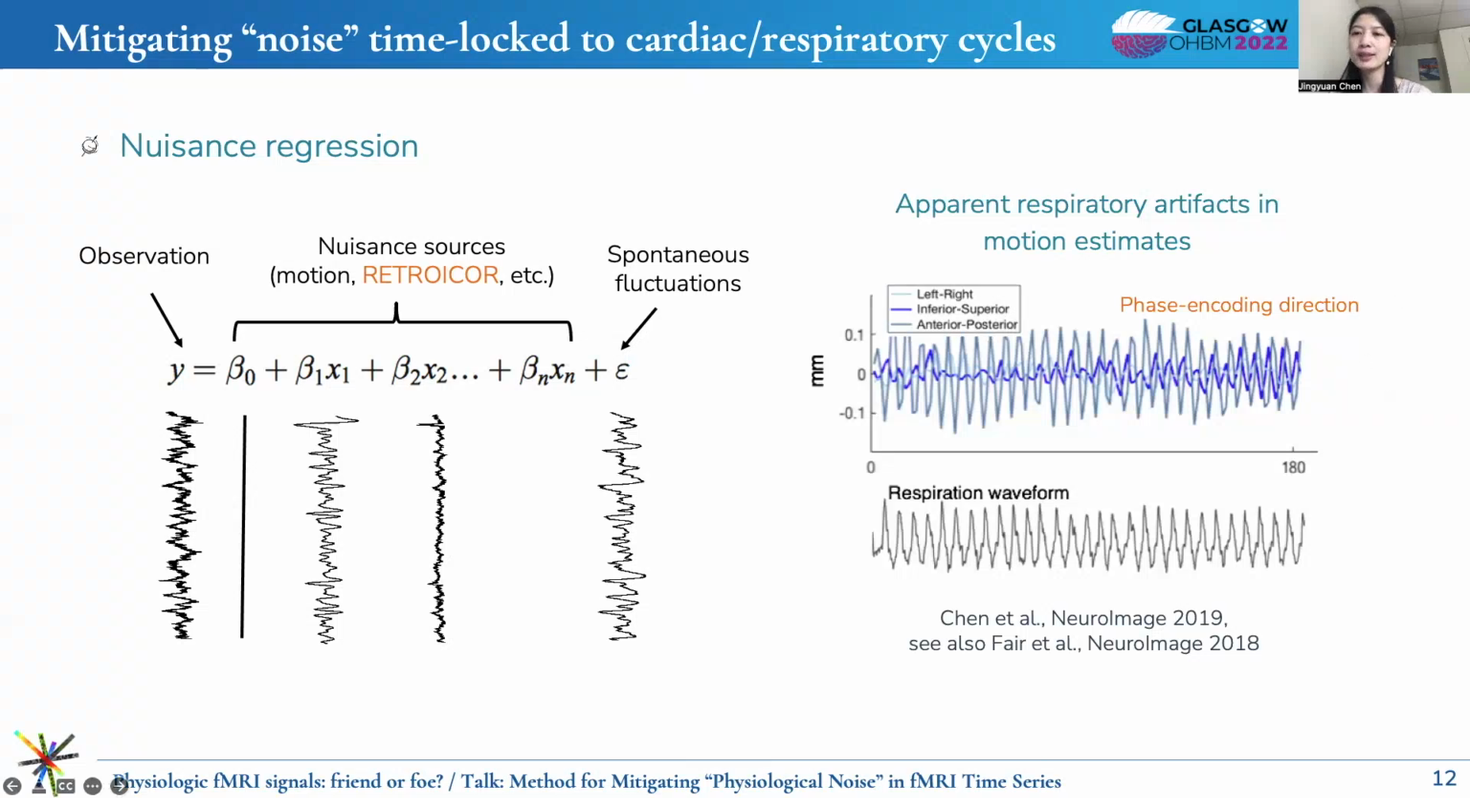And because these traces don't represent true motion in the head, if you don't address them and use these measured motion traces to denoise the data, the effects may not be effective. So there has been some work recommending addressing these physical artifacts in the motion traces before denoising. And actually one simple way to do this is just to include the respiratory traces together with motion in the denoising process.